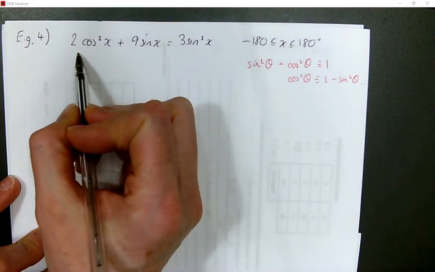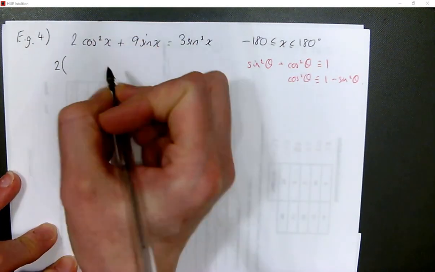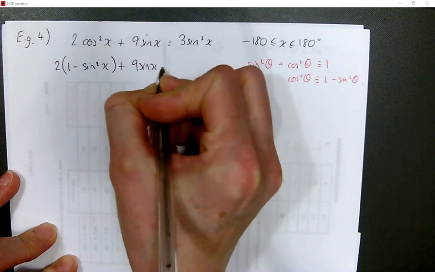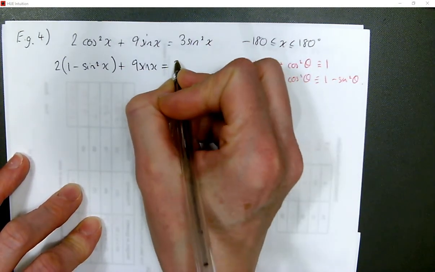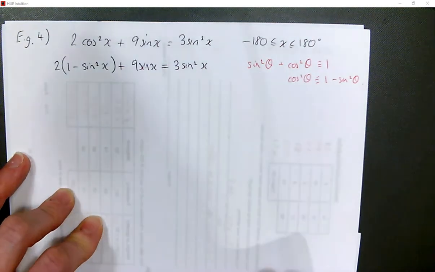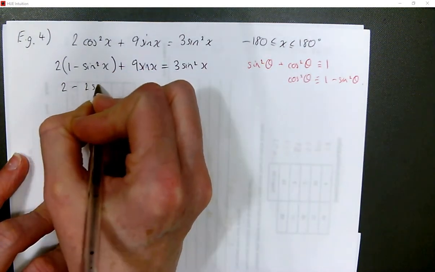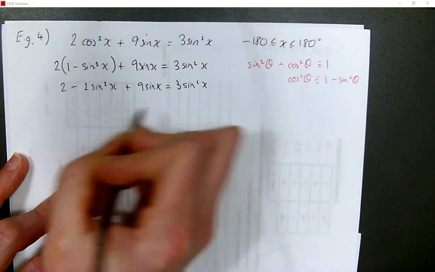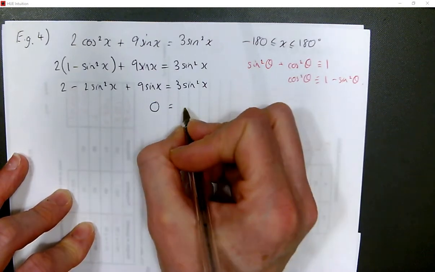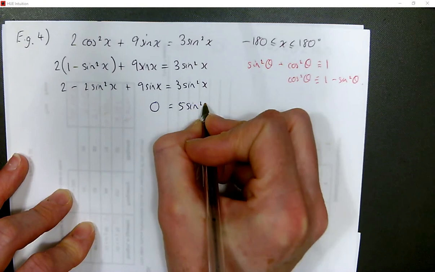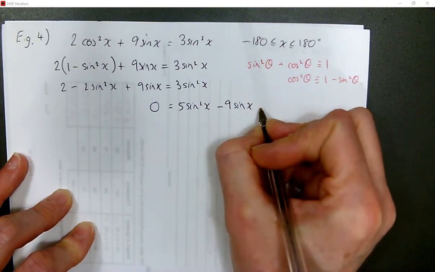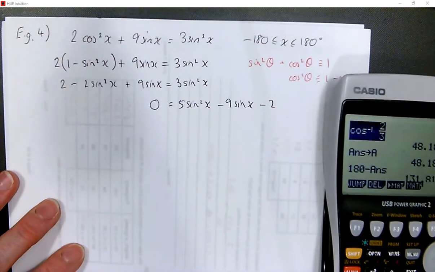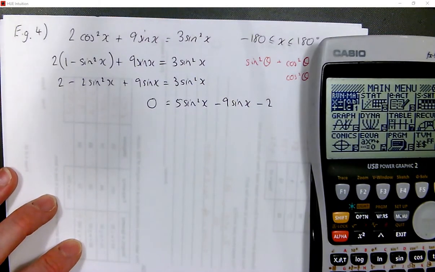Okay, so let's replace 2 cos squared x. So we've got 2 times 1 minus sine squared x plus 9 sine x, and I'm going to move everything across. Oh no, I'll just put equals 3 sine squared x at the minute because I think it'll go the other way. Expanding out. Moving everything to one side. Okay, and then we have our quadratic. So you can write a substitution if you want to. I'm usually too lazy.